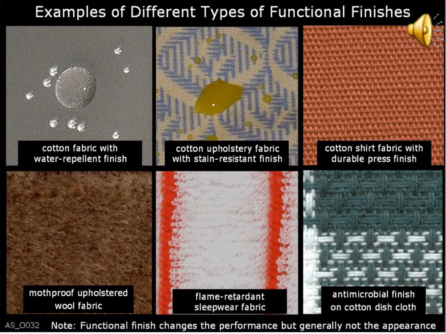This is a little bit harder to see obviously, but you just sort of get the idea that that particular garment is not going to change shape after having been treated with that finish. The moth-proofed upholstered wool fabric is on the bottom left there. You can see flame retardant sleepwear fabric in the center. Again, you can't really see the finish, but you have an idea of what these different finishes are used for and what types of products they relate to. And then on the bottom right, you can see the antimicrobial finish that would be used on something like a cotton dish towel. So this gives you an idea of how the finishes directly relate to the end products.